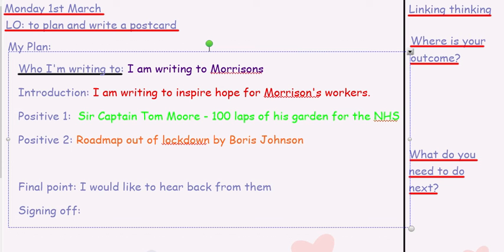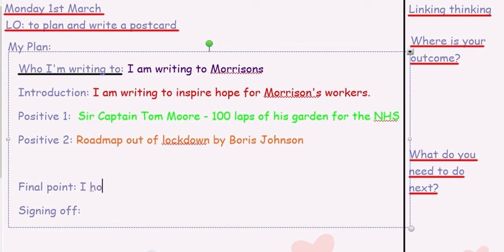Okay, so for me, I'm okay with it sending back into the school, for them to write back to the school, but I'm not necessarily wanting a reply, so don't worry about that. Okay, so I'm going to send the postcard to spread hope, but we don't necessarily want to hear back from them, so you can change this speech in your final point. So you could say you would like to hear back from them, or you could talk about your painting that you're going to send off.